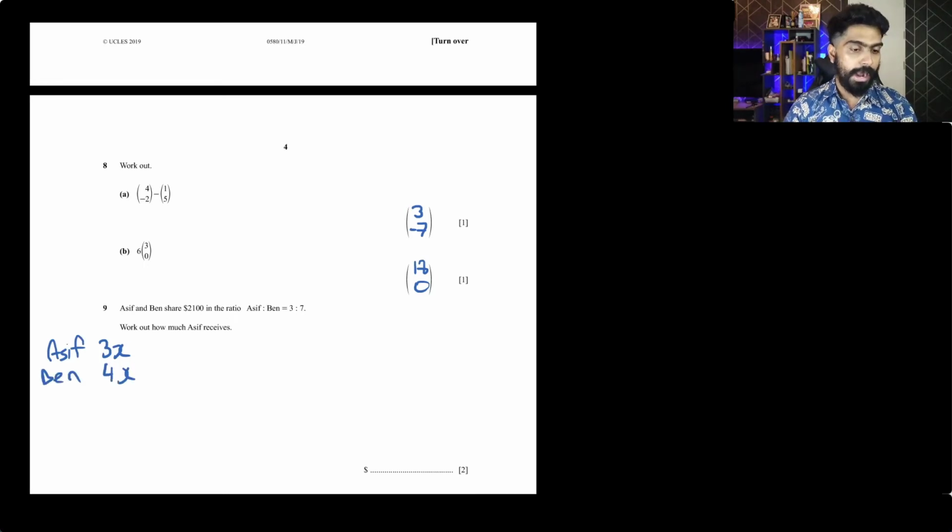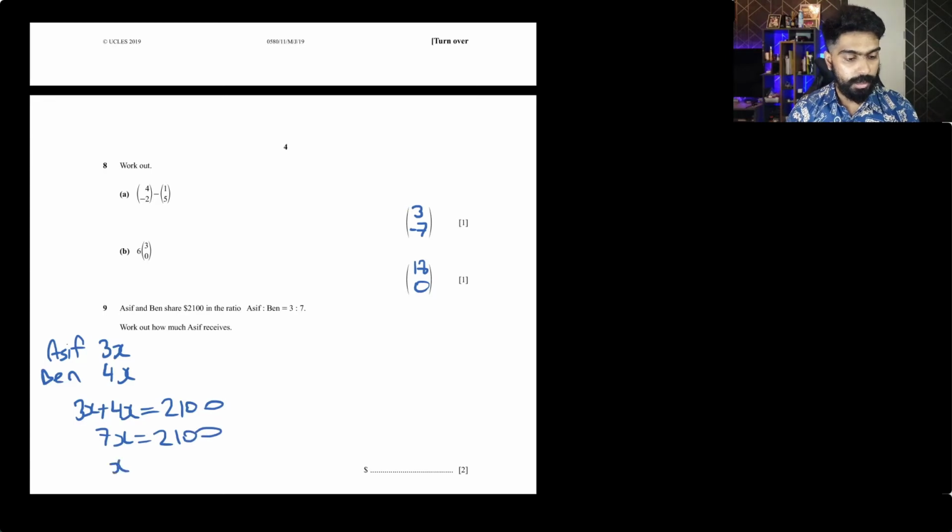Now both of them added together is $2,100. So we have 3x plus 4x is equal to 2,100, right, guys? So 7x is equal to 2,100. x is equal to 2,100 over 7, which is equal to 300, right?